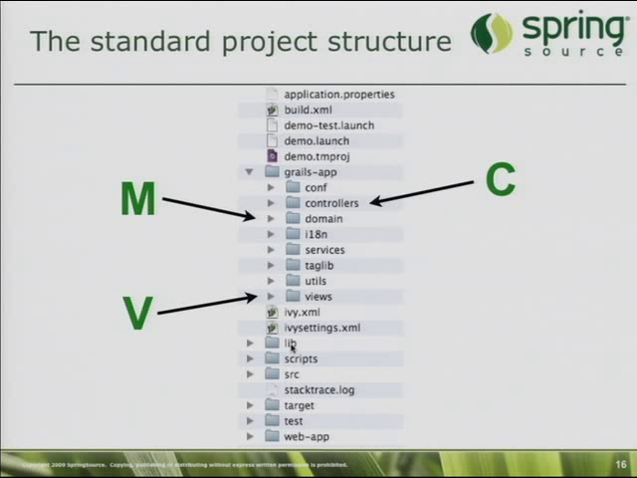You can put libraries, additional libraries. You can put scripts for the build system, additional sources, your test classes, etc. And all your JavaScript or images, CSS, you can put them in the web app directory. So that's the global project structure.